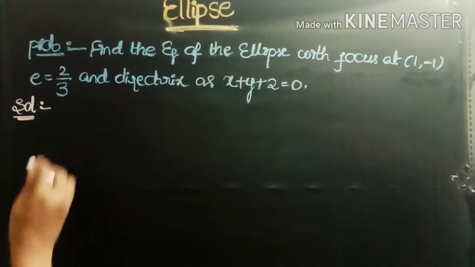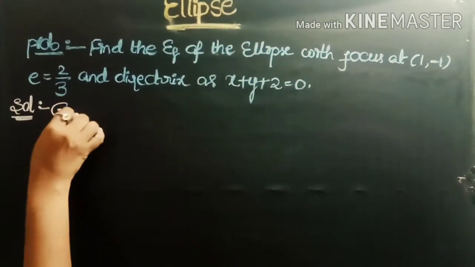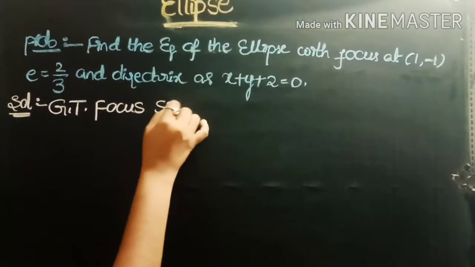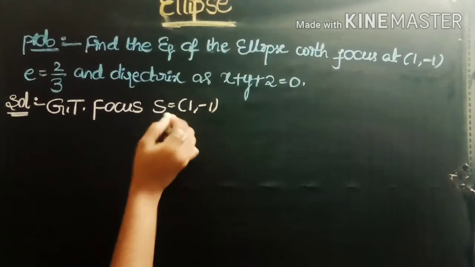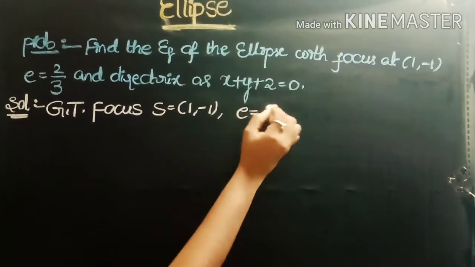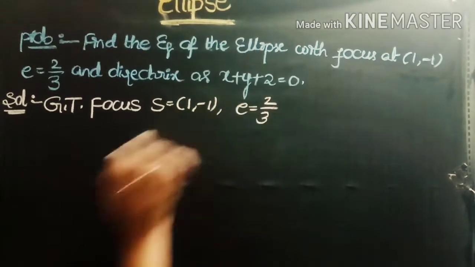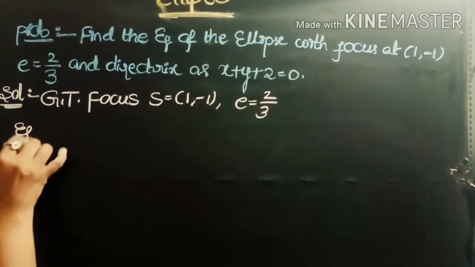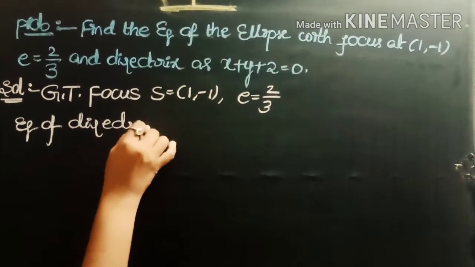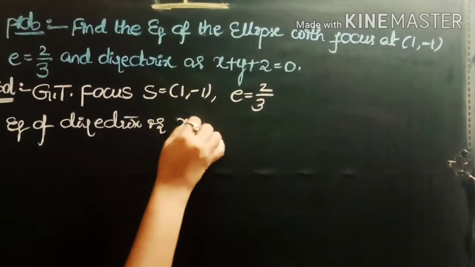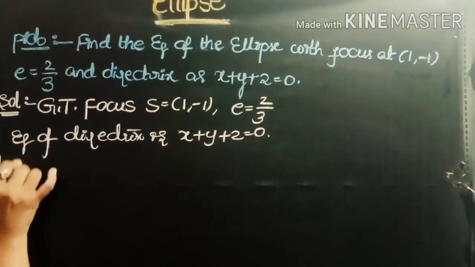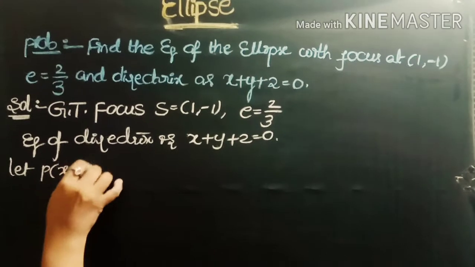So first we write the given data. Given that the focus is (1, -1), we take this point as S. S is equal to (1, -1). Also given that the eccentricity is 2/3, that is e is equal to 2/3, and the equation of the directrix is x + y + 2 = 0. So to apply the definition, first we take P(x, y) to be any point on the ellipse.